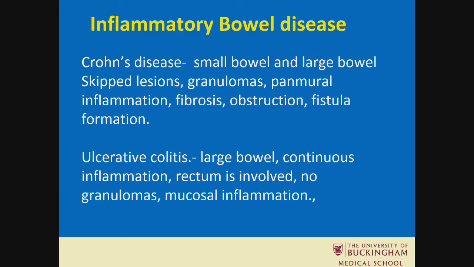In Crohn's disease, the terminal ileum is involved. So the small bowel is mainly involved in Crohn's disease, and it can involve the large bowel as well. Ulcerative colitis involves the large bowel. Crohn's disease has skipped or patchy lesions: there is a segment of involved area, then normal mucosa, then another involved area. But in ulcerative colitis, inflammation is continuous, and it usually starts from the lower end, the rectum.